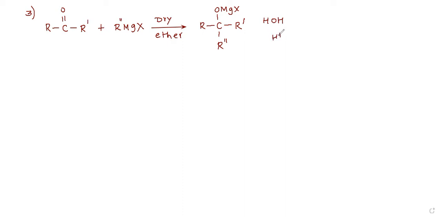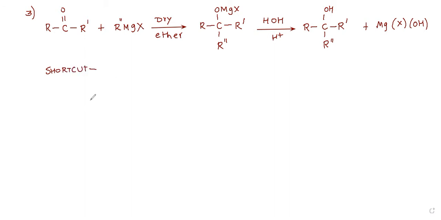Water with H plus, and that will give us final product R, C, R dash, here OH and here R double dash, plus MgXOH. Can I directly write a shortcut for this instead of example? I hope everyone has followed it.